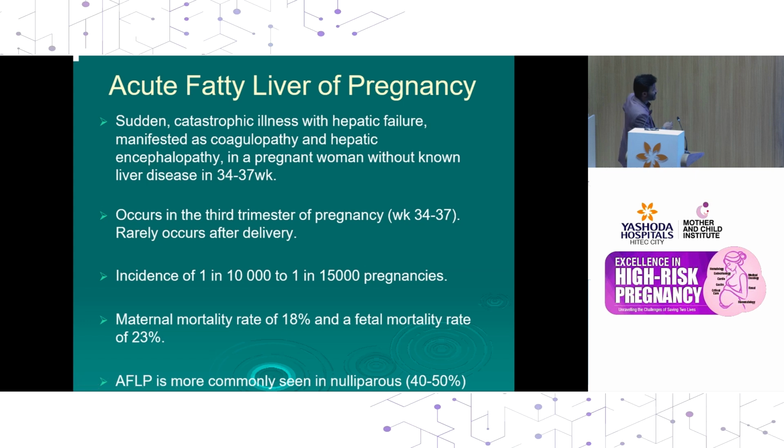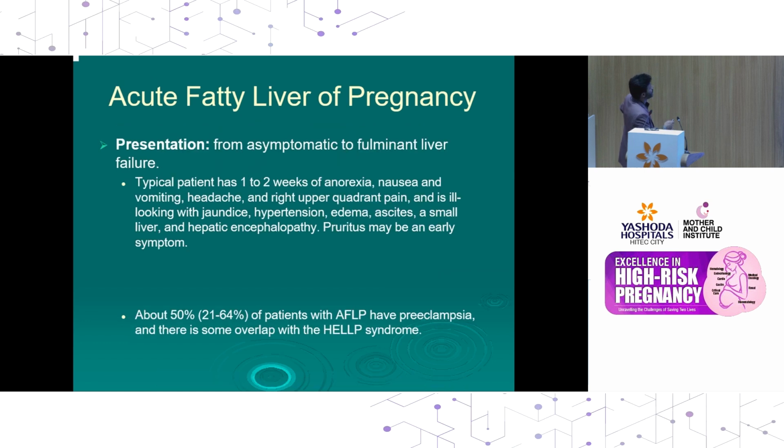AFLP is one of the dreadful diseases that we see in pregnancy. They almost behave like an acute liver failure in patients, which is a very sudden and catastrophic illness with hepatic failure manifested as coagulopathy and hepatic encephalopathy in a pregnant woman without any previous pre-existing liver disease in about the third trimester of pregnancy. Thankfully, the incidence is not so common, but again, as I said, the mortality rates are very high in these patients. And AFLP is more common in nulliparous women.